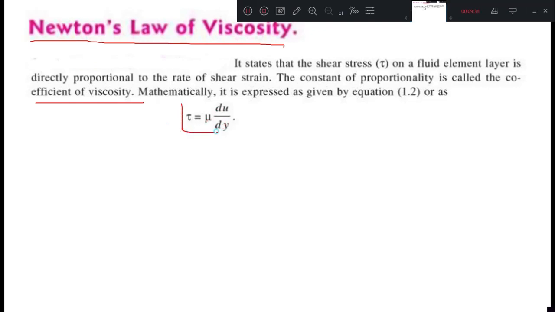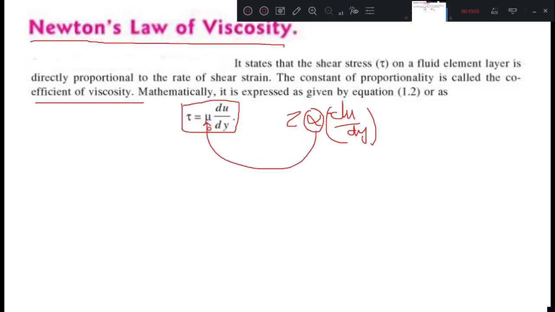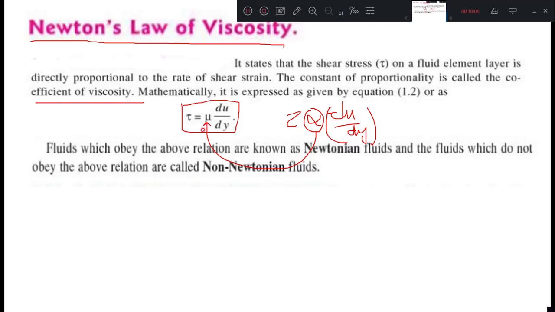So this is Newton's law of viscosity. The shear stress on a fluid element layer is directly proportional to the rate of shear strain, which means it can be written as tau proportional to du by dy. When you replace this proportionality with an equality and introduce a term mu, this mu is called the coefficient of viscosity. Fluids which obey this relation are known as Newtonian fluids, and the fluids which do not obey the relation are called non-Newtonian fluids.